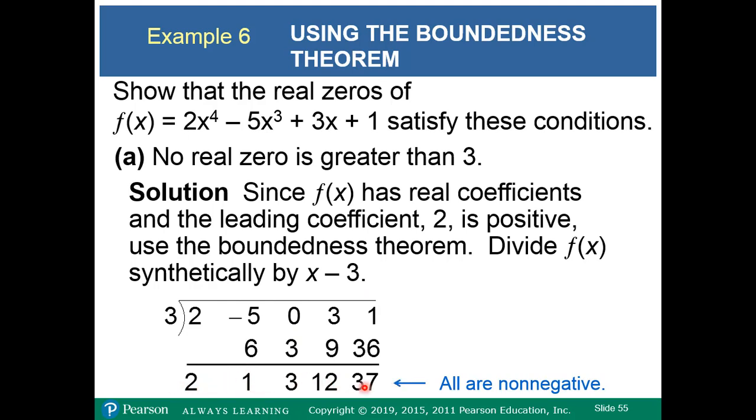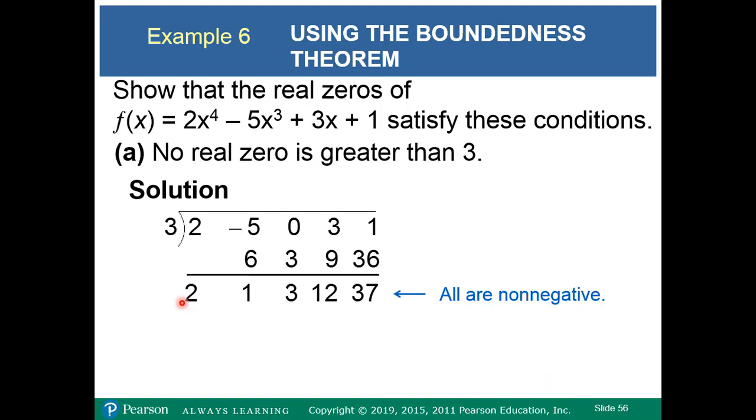And look, we get all non-negative values here. Since we get all non-negative values, we can conclude that there are no zeros greater than 3. So no real zero is greater than 3. Past 3, there are no zeros. There might be zeros before 3, but there are no zeros bigger than 3.